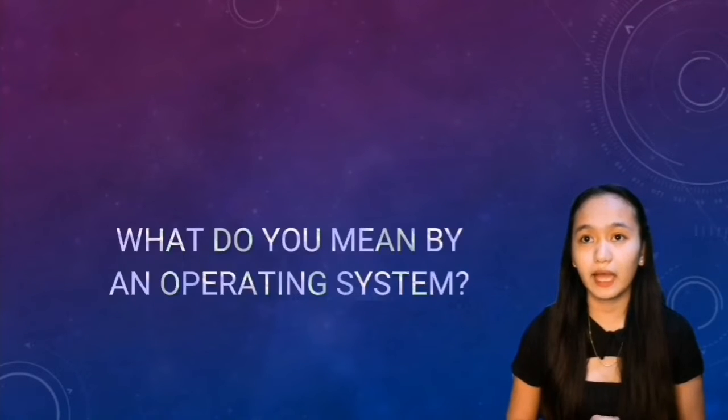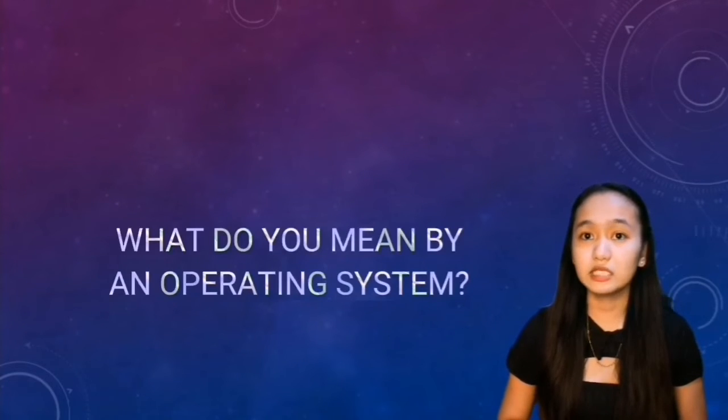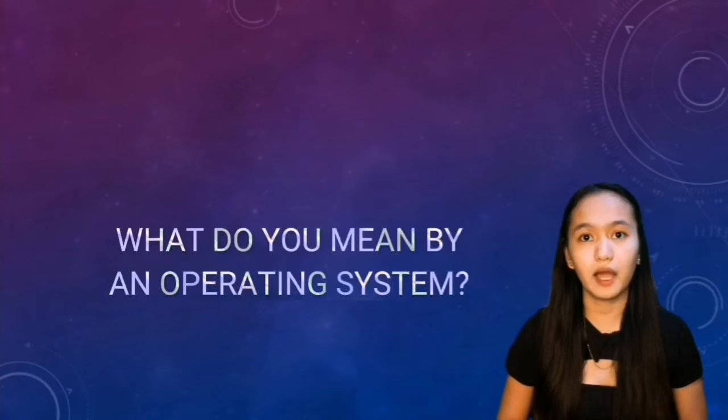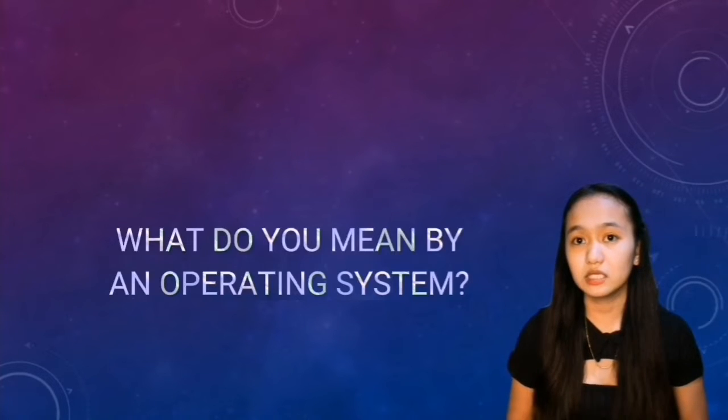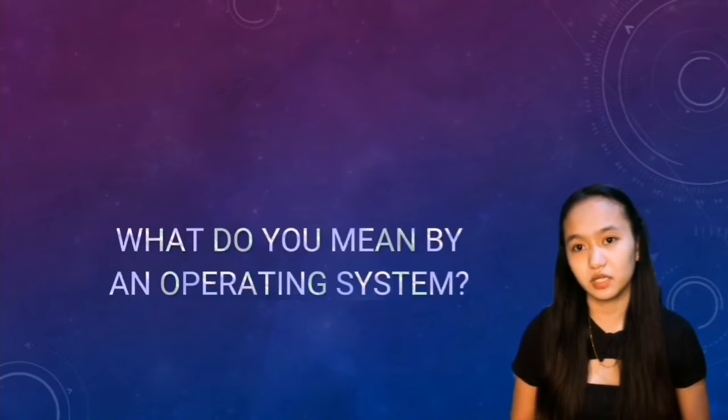What do you mean by an operating system? An operating system is an interface between the user and the hardware and enables the interaction of a computer's hardware and software. Also, an operating system is software which performs all the basic tasks like file management, memory management, storage management, process management, handling input and output, and controlling peripheral devices such as disk drives and printers.